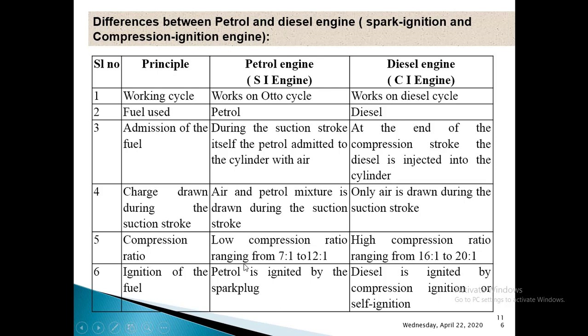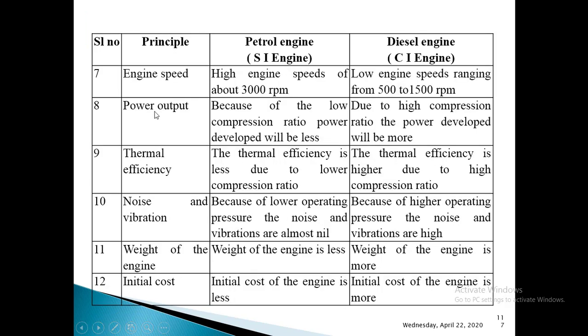Next is ignition of the fuel. Petrol is ignited by the spark plug, whereas diesel is ignited by compression ignition. This you all discussed in the working principle itself. Next, we have the parameter engine speed. Petrol engine has very high speed, about 3000 rpm, whereas diesel engine has lesser speed, around 500 to 1500 rpm. Next is power output. Power output of petrol engine will be less because of less compression ratio, and power output of diesel engine is high due to high compression ratio.